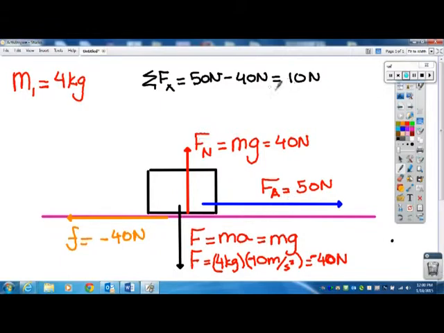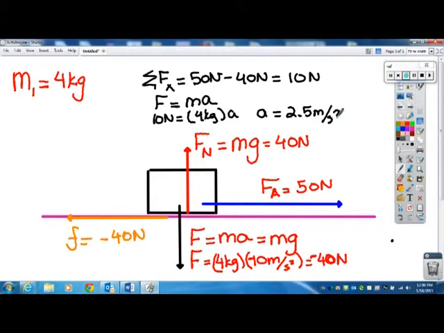And how would you calculate the acceleration? You'd simply go to Newton's second law, F equals ma. For your F, you're going to plug in 10 newtons, because that's the net force on the object. For your m, you're going to plug in 4 kilograms, and you're going to solve for your acceleration. 10 divided by 4 is 2.5. So this object is going to accelerate to the right at 2.5 meters per second squared.